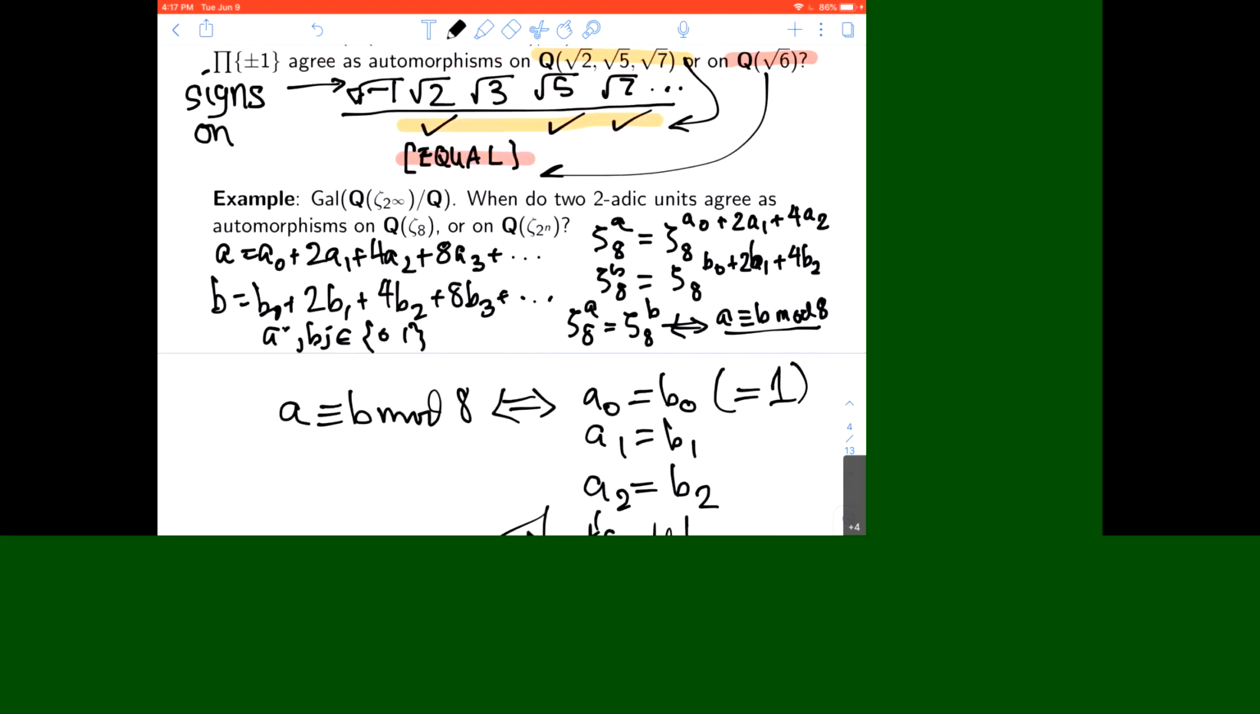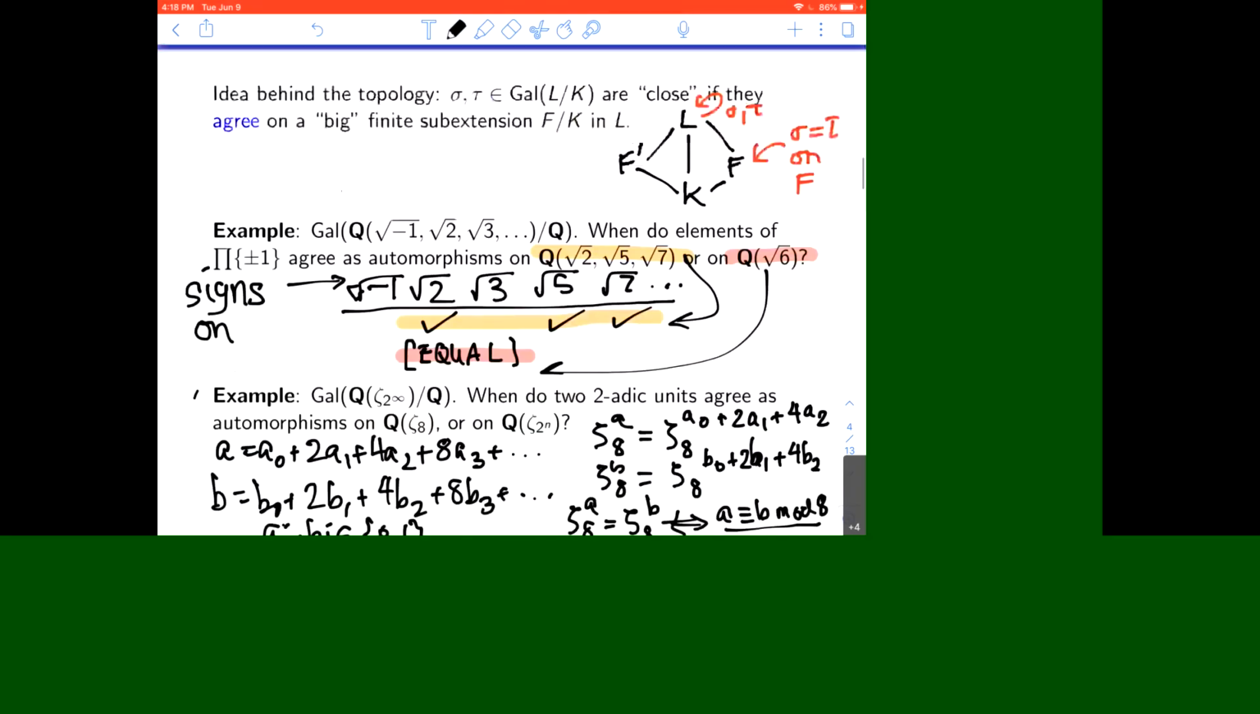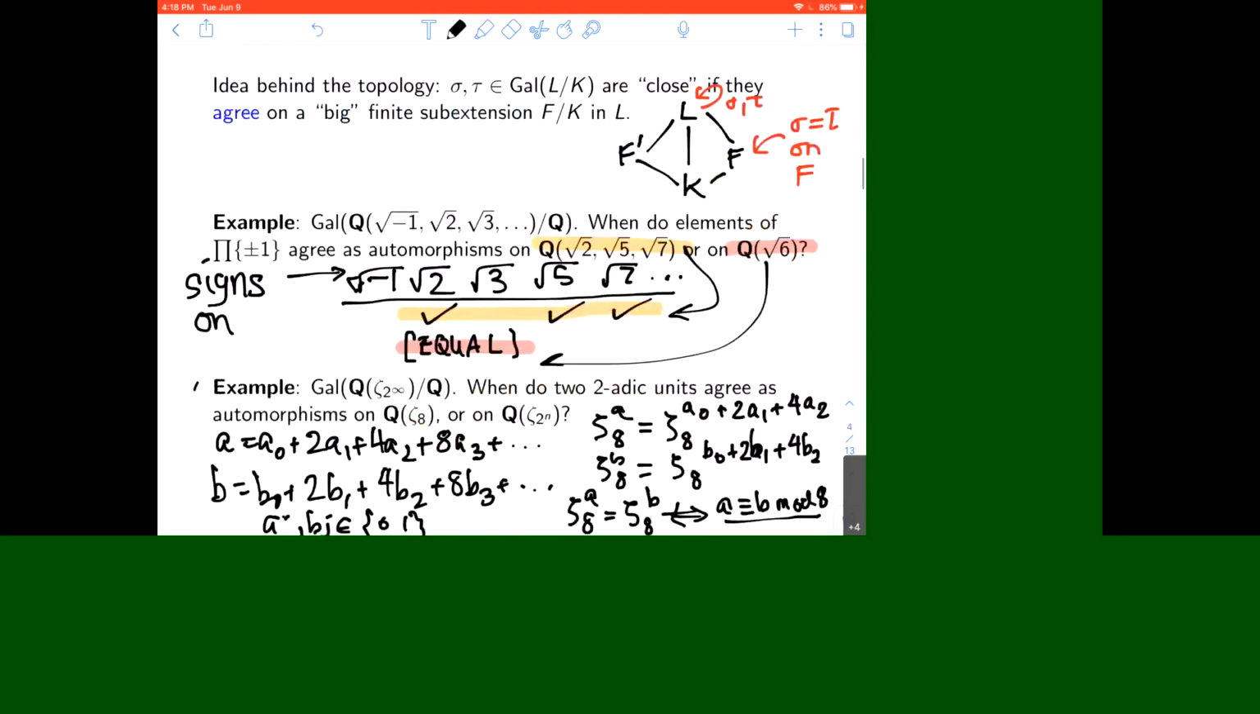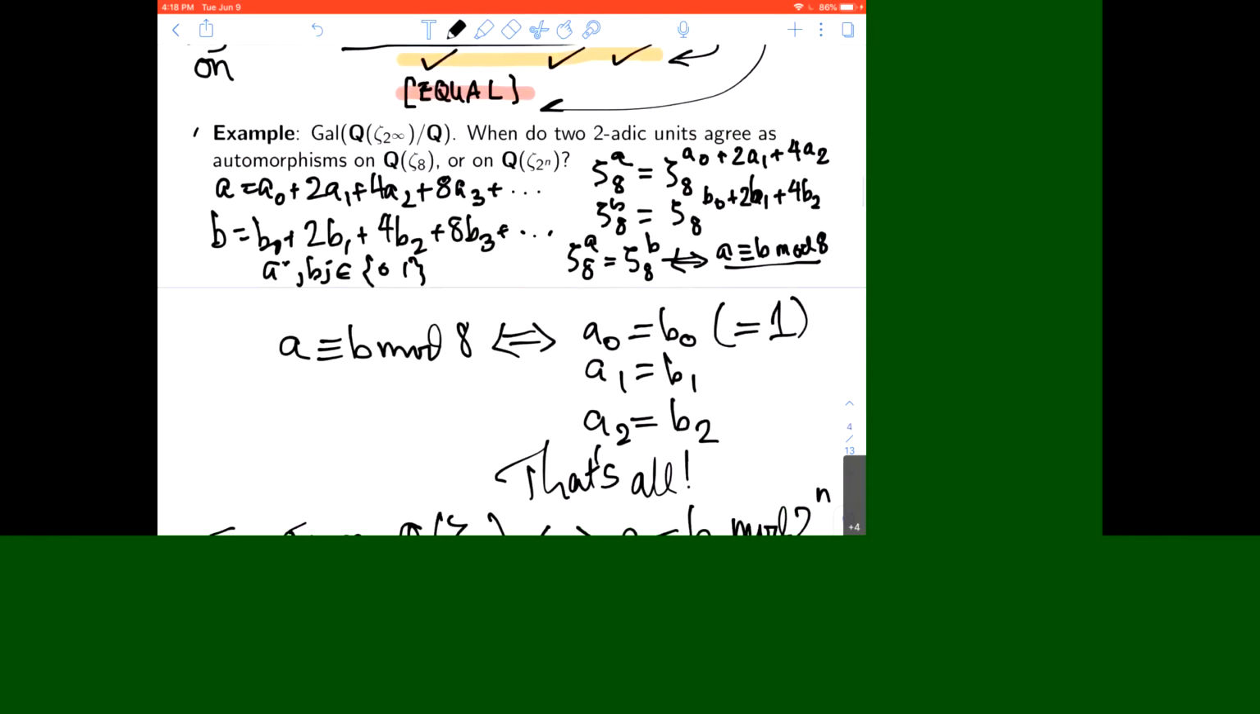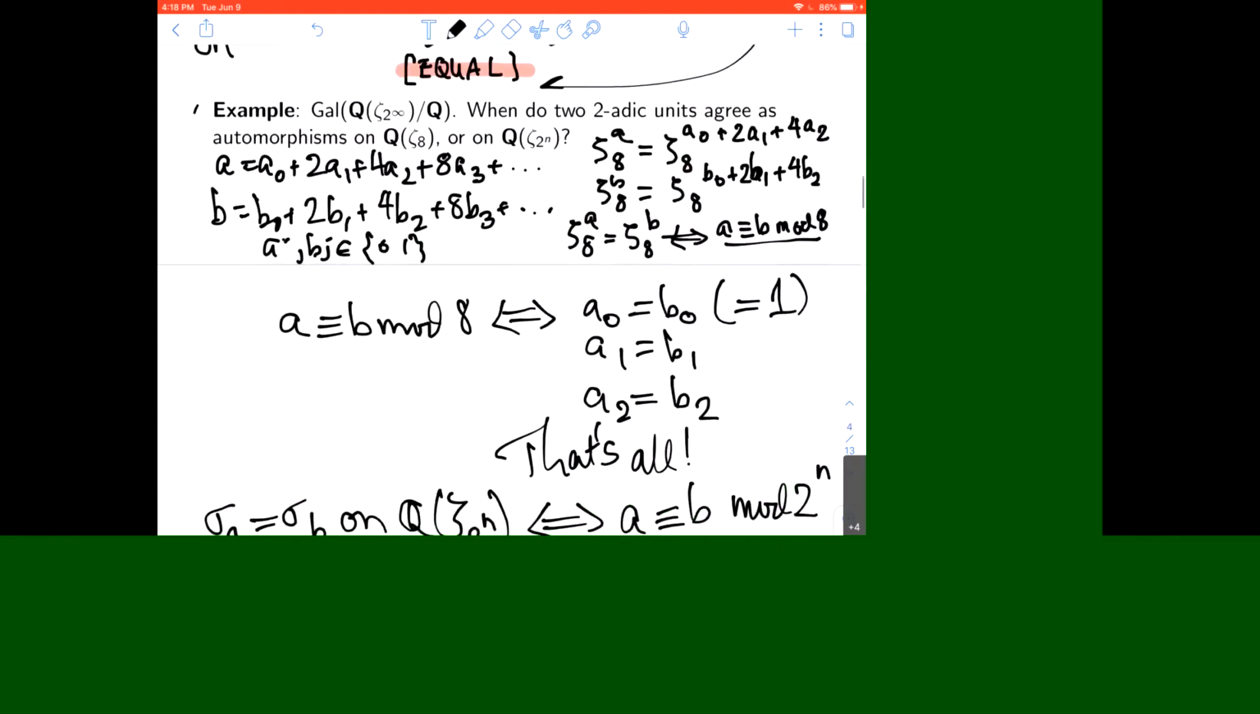Two p-adic numbers are in the same disk in his pictures when their initial chunks of p-adic digits agree. So we can see that this idea of automorphisms being close, when you translate it to the setting of p-power cyclotomic extensions of Q in the Galois group, is really reflecting the same idea. So this p-adic idea comes up yet again. Okay? So that's kind of interesting.